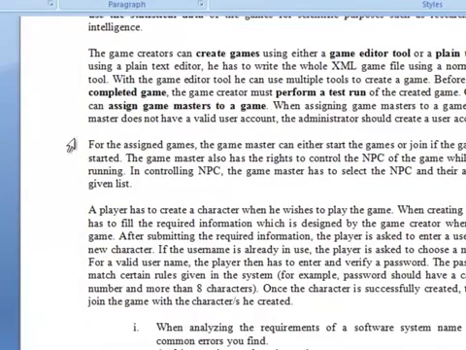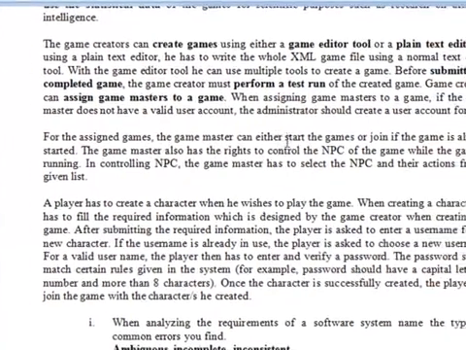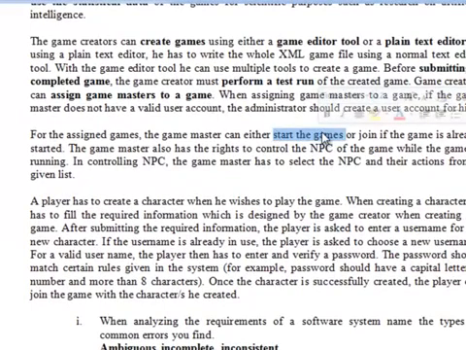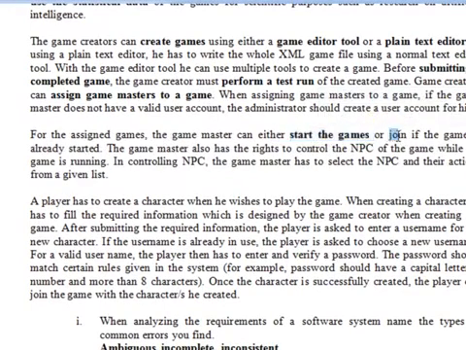If you go to the next one, it talks about the game master. So the game master can start the game, or else he can join the game if the game is already started. So here also, since there's an extension point you can clearly identify, you can use an extend relationship to join the two use cases.